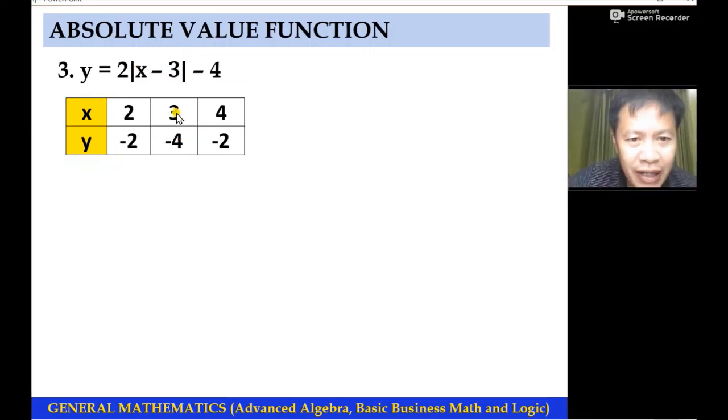Since that this is 3, to the right of 3 is 4. If x is equal to 2, 2 minus 3 is negative 1. Absolute value of negative 1 is positive 1. Positive 1 times 2 is 2. 2 minus 4 is negative 2. It is mental solution only because this is very simple. If x equal to 4, 4 minus 3 is 1. Absolute value of 1 is 1. 1 times 2 is 2. 2 minus 4 is negative 2.